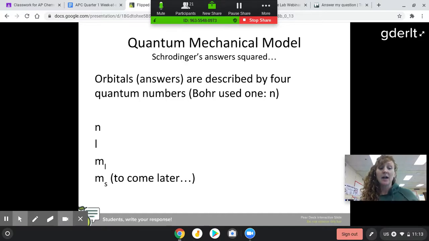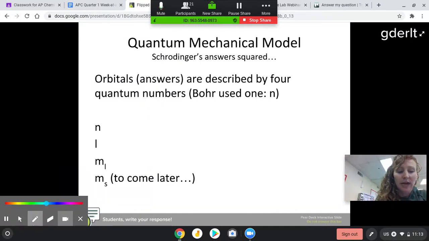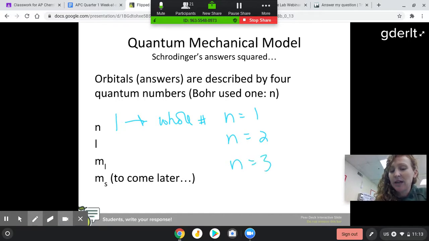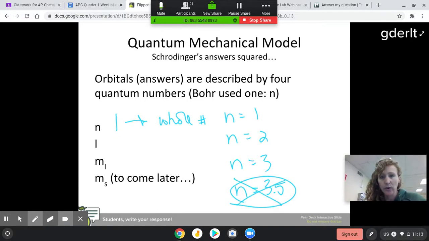Okay. So N is the principal quantum number. N is what Bohr used to describe his orbits, his energy levels, and that's basically what we use to describe N also. So N can be any number from 1 up, but it has to be whole numbers. So you can get N equals 1, N equals 2, N equals 3, but you cannot get N equals 3.5. Okay, no decimals, only whole numbers.